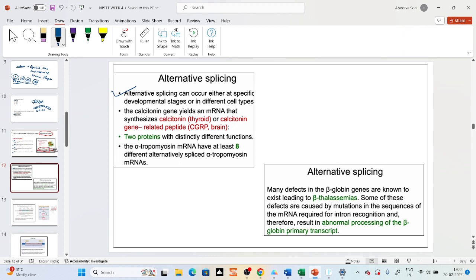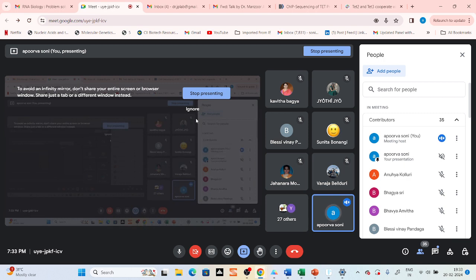Another example is alpha tropomyosin. The alpha tropomyosin gene has at least 8 differentially alternatively spliced mRNAs. This is also okay. Then again, beta thalassemia. In this whole lecture, beta thalassemia is discussed many times.